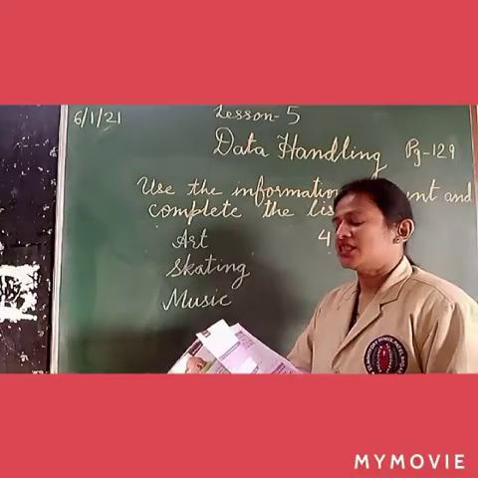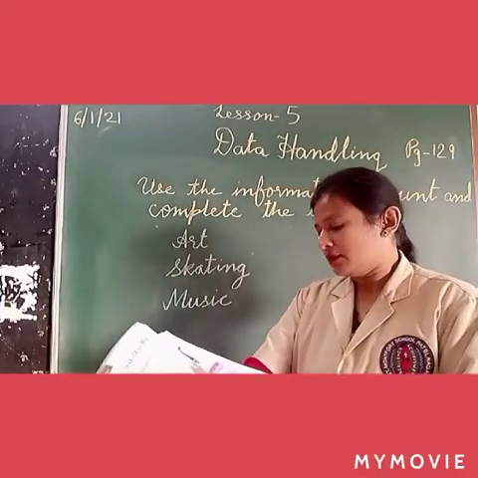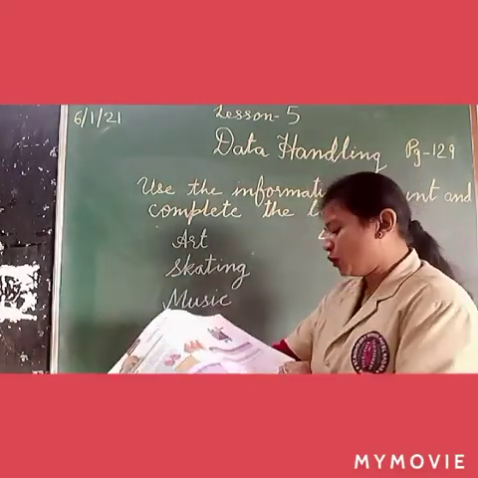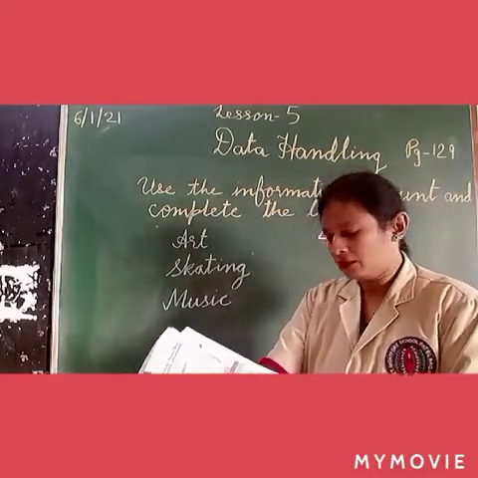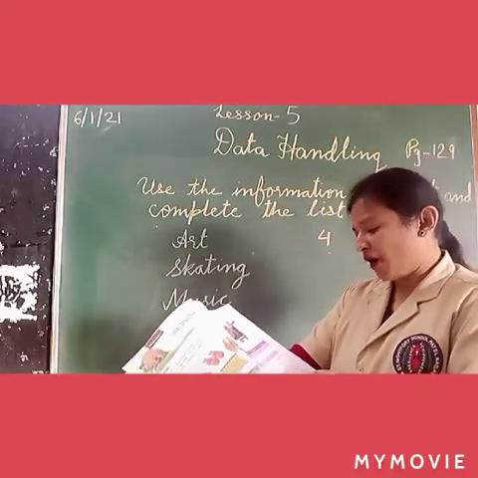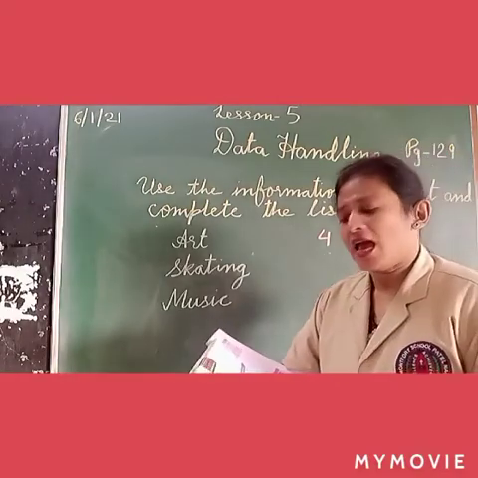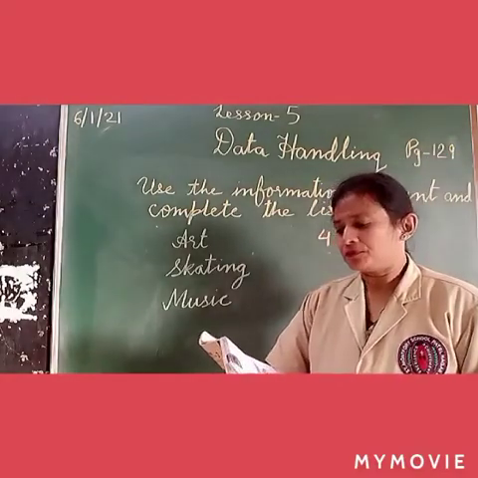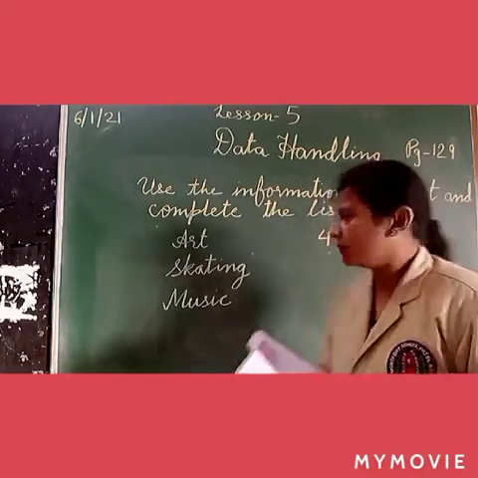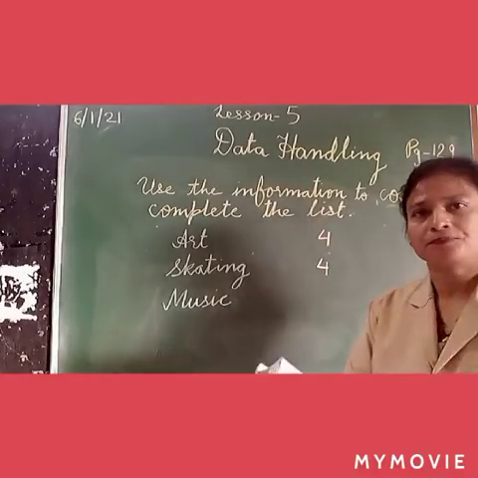Now, the second one is skating. Again, we will see the list. Student 2 has chosen skating. Student 4 has chosen skating. Student 5 has chosen skating. Student 9 has chosen skating. Again, in this way, 4 students chose skating. So, we will write 4 here in front of skating.